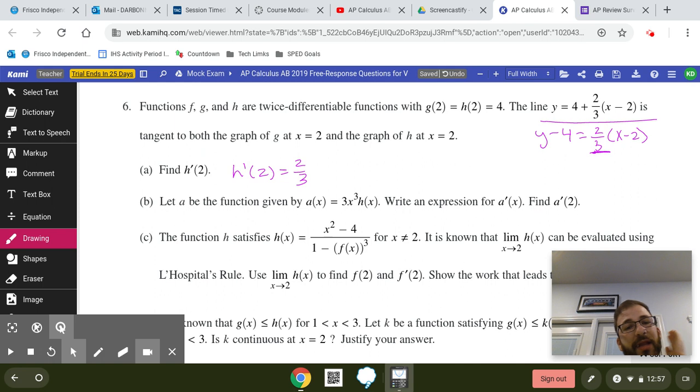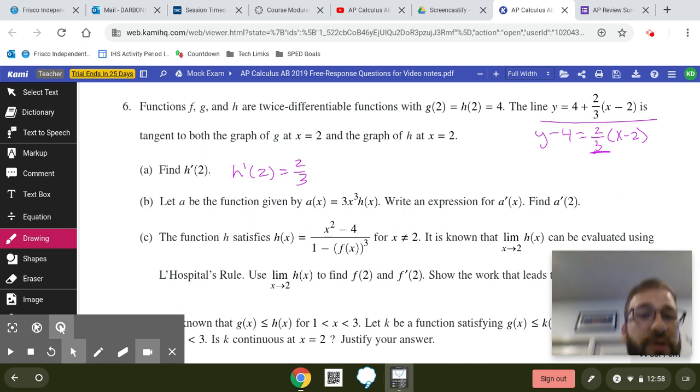All right, B. Let a be the function given by a of x is equal to 3x cubed times h of x. Write an expression for a prime of x, and then find a prime of 2. Okay, so 3x cubed times h of x, that's a function times a function. So it's going to be our product rule for derivatives.